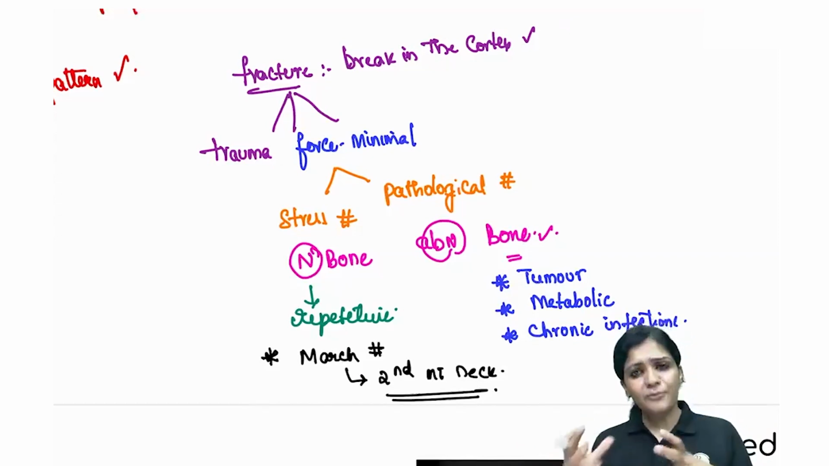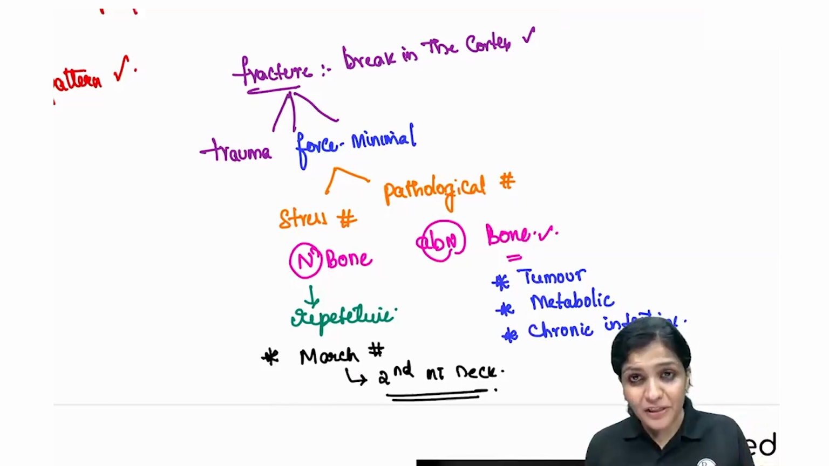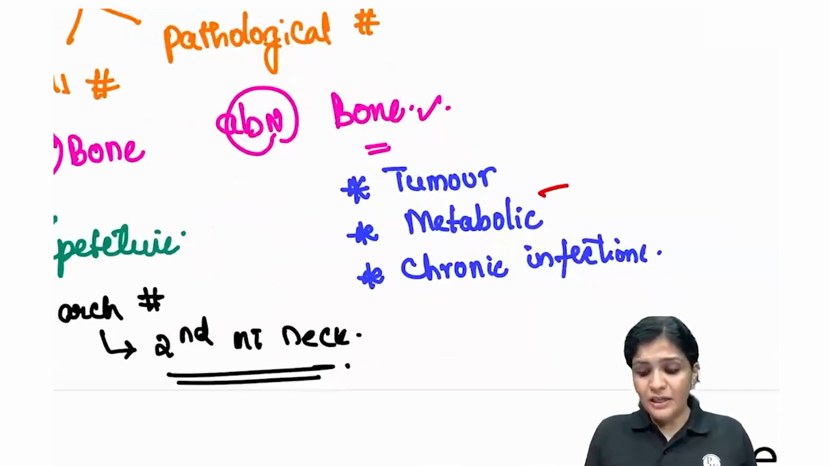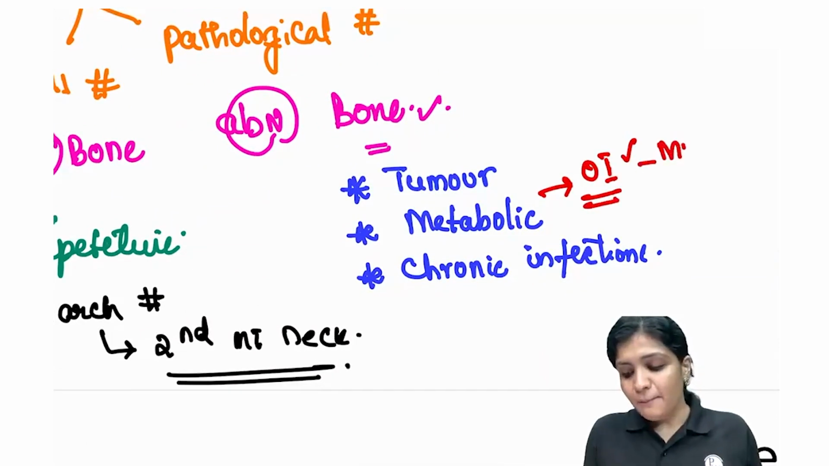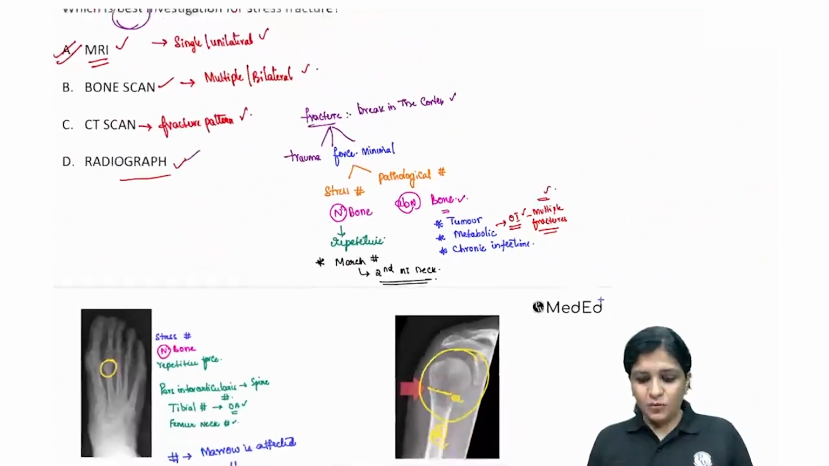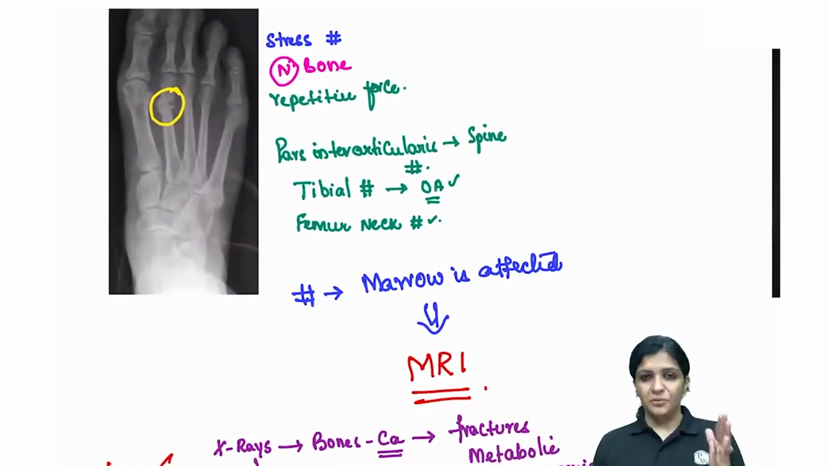Whenever the bone is abnormal, this is because the bone is infected, or it is infiltrated with a tumor, or it has some metabolic disorder. What is one important metabolic condition where you see multiple fractures? Yes, OI, osteogenesis imperfecta, where you see multiple fractures, right? So this is an example of the pathological fracture. What are the examples of stress fracture? The pars interarticularis, the tibial and the femoral neck fracture.